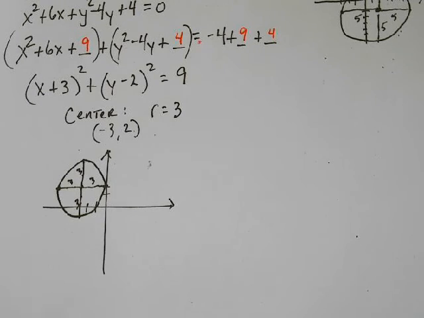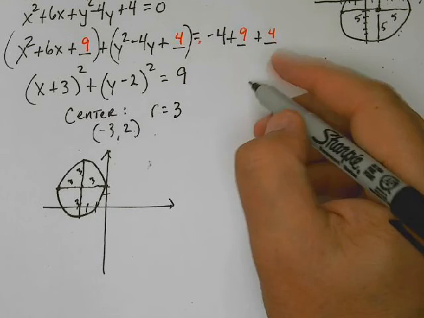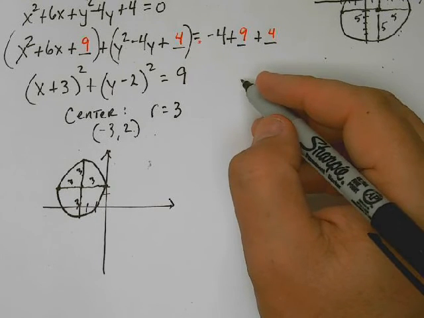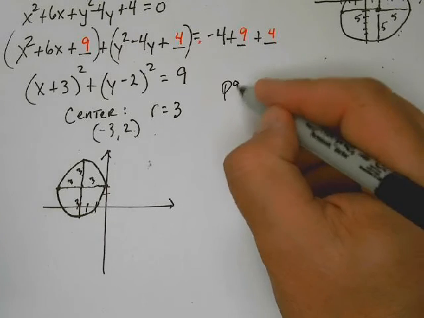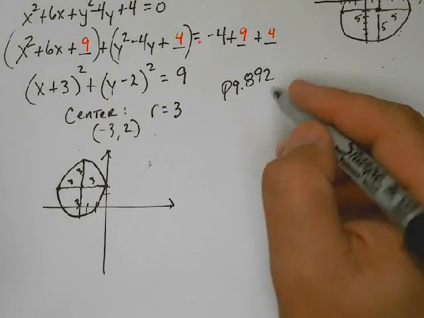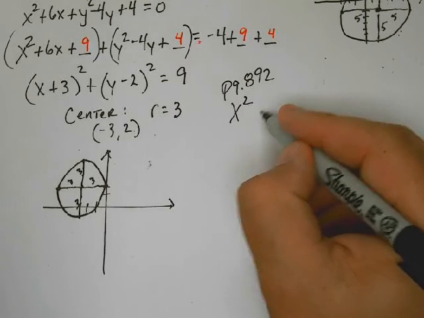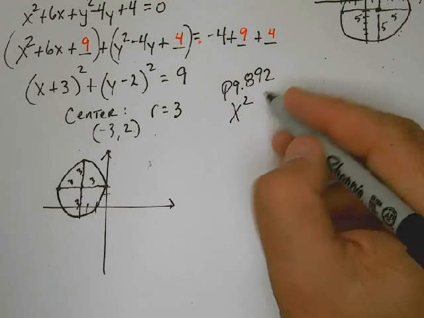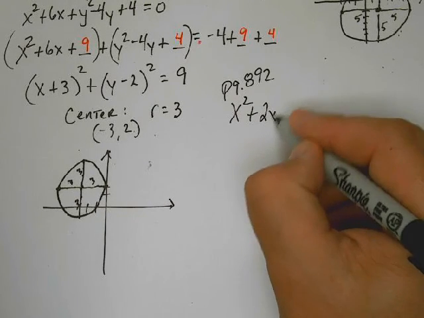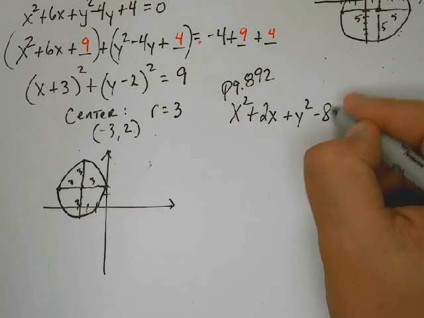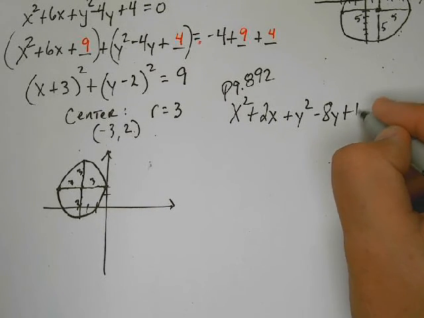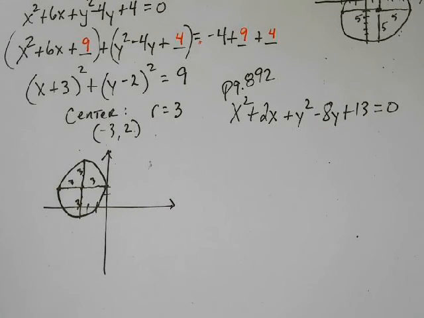Good? We're going to do another one. Okay? This is the last one of the day. We'll give you a chance to do it. See if you can get it right. This is at the bottom of page 892. This is your turn at the bottom of the page. X squared plus 2x plus y squared minus 8y plus 13 equals 0. Go.